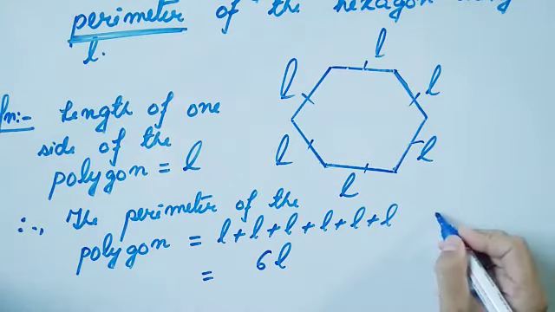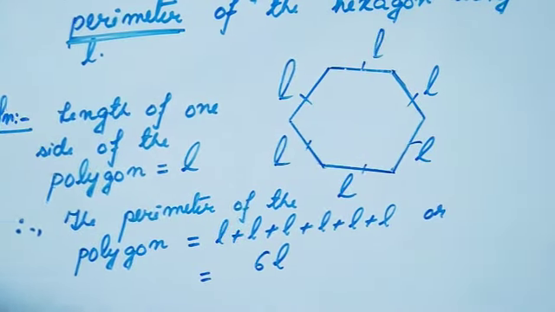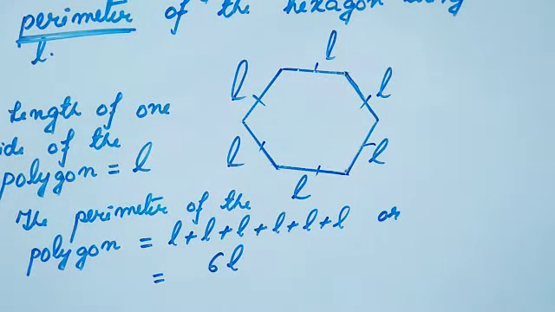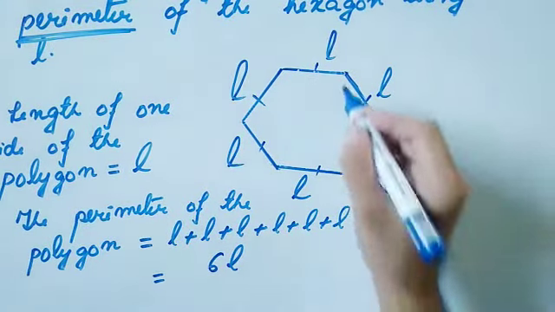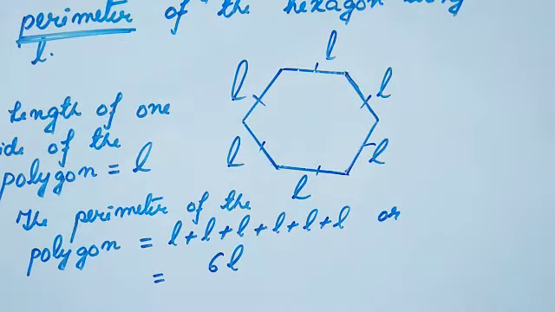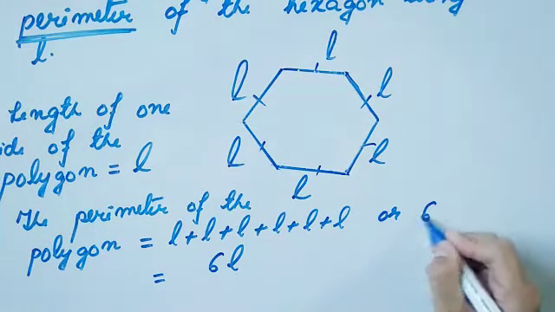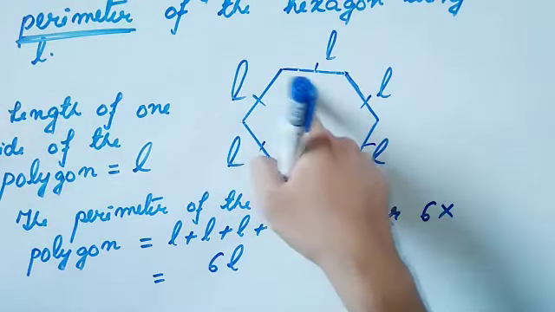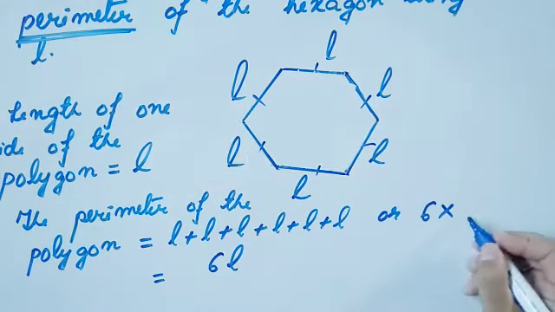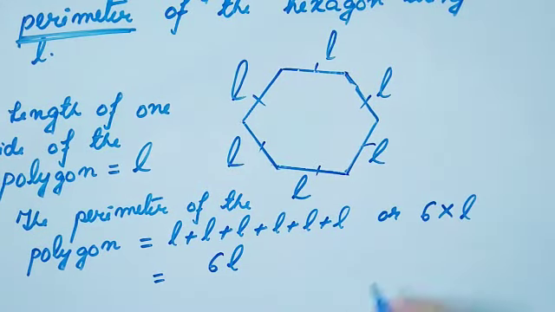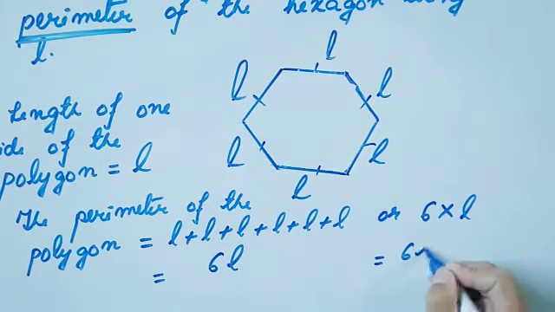Understood? Or you can solve it in this way. Instead of finding the sum, you can solve like this. How many sides are there in this regular polygon? 6, right? So 6 times, and the length of one side is L, right? 6 times L, and we will get the same answer. That is 6L. Understood then?